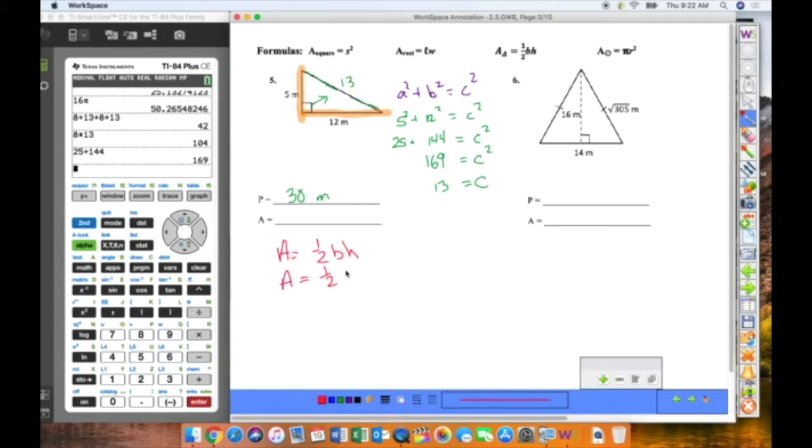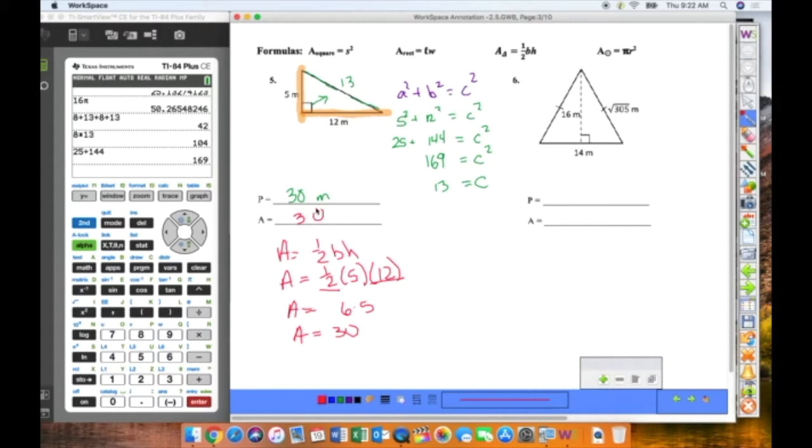One of them's the base and one of them's the height. So 1/2 times 5, notice I like to use parentheses, times 12. I could actually do this in my head because I get to take half of one of these numbers. Half of 12 is really 6, so you've got 6 times 5 in that situation, which is 30. So the area is 30 square meters.